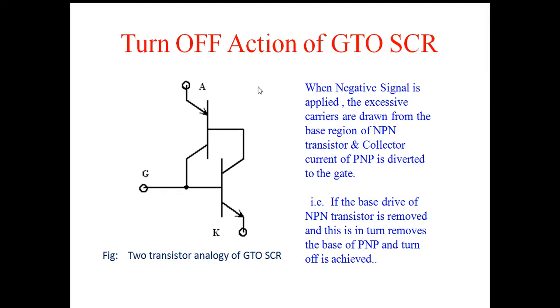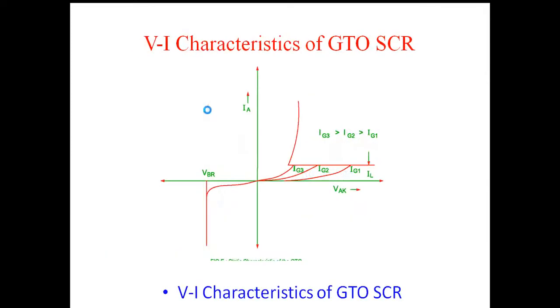Whenever the base drive reduces, the other transistor, this PNP transistor, also turns off. This collector current is again diverted into the gate. So no current flows through the device, and the device turns off.